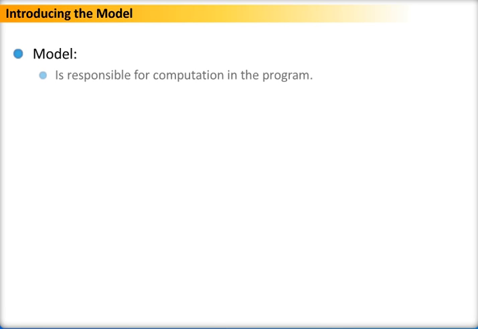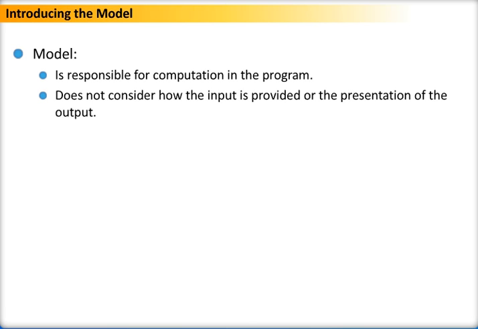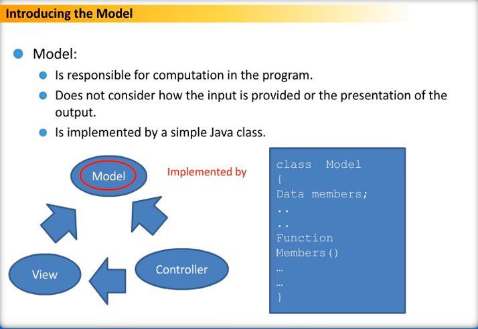In MVC, the model is responsible for computation in the program. For this, it may use a database or some other system. The model is not concerned with how the input is provided or the output is presented. The model is implemented by a simple Java class.